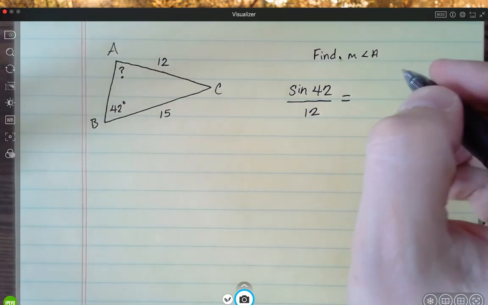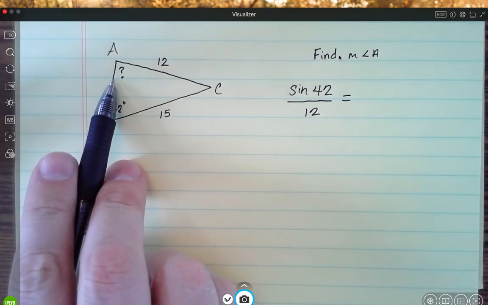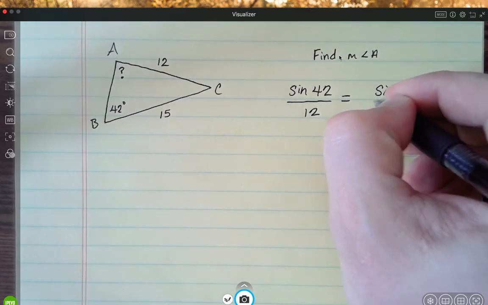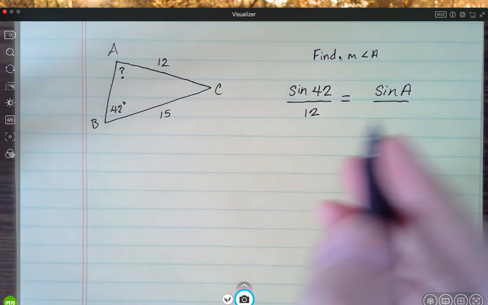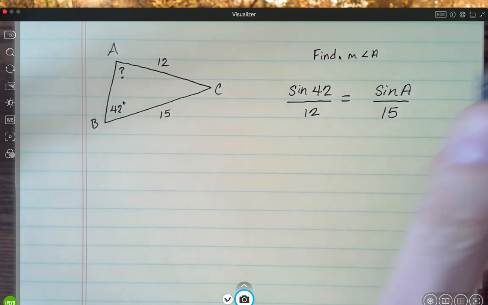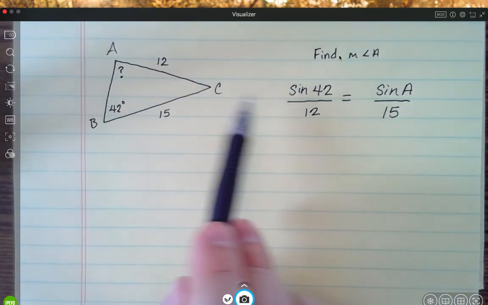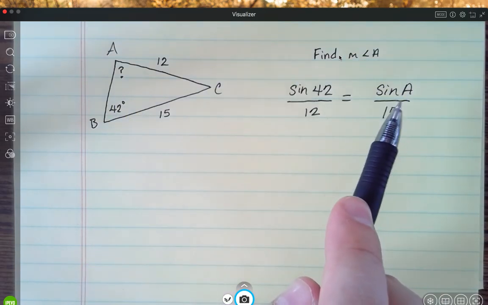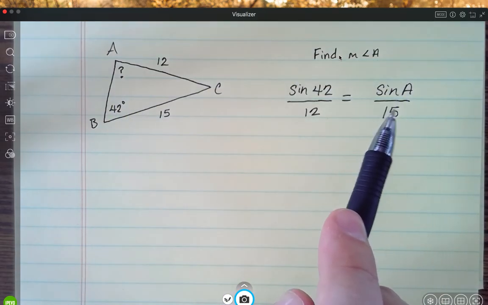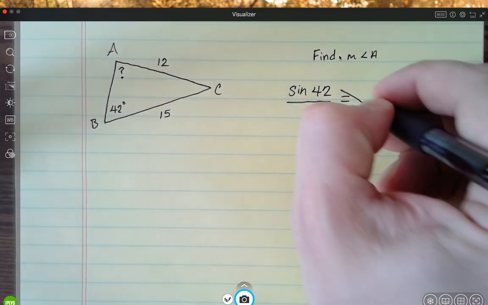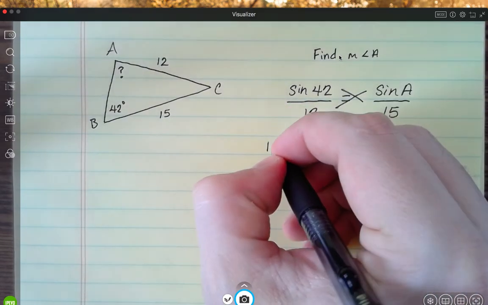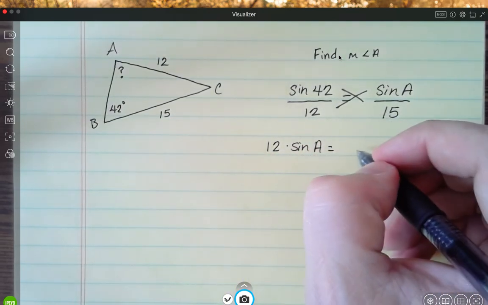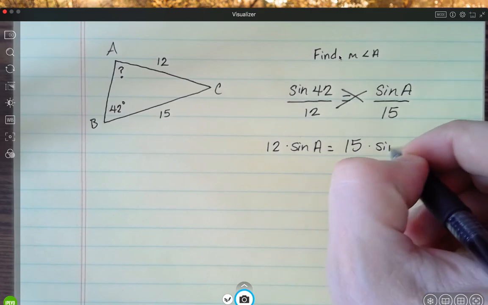Okay, on the other side then, we're trying to find angle A. So I'm going to say the sine of A over the side length that it's opposite of. Now, just from looking at this, I should know that angle A is going to be bigger than 42 degrees. So when I solve this, if A isn't bigger than 42 degrees, then I know I screwed up. So cross products, I'm going to say 12 times the sine of angle A is equal to 15 times the sine of 42.